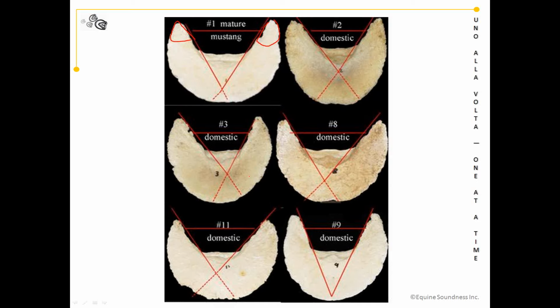Pressure from the hoof capsule can come from incorrect trimming, incorrect shoeing, injuries. Whenever the hoof capsule is forced against the coffin bone, the coffin bone changes.